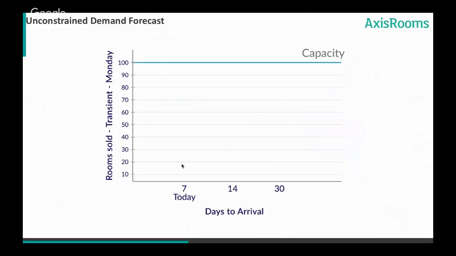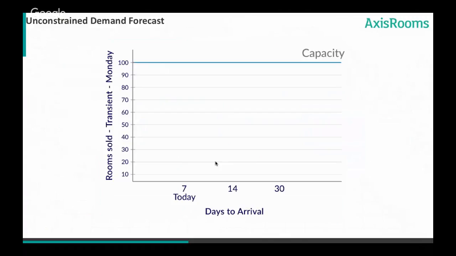And many hotels today are just observing demand on the level they can accommodate based on the inventory of their hotel. So the inventory of my hotel, the capacity of my hotel, is here. If we take a look at this example, here I'm looking at rooms sold for transient segment on a Monday, and that is by day, by segment. This is the capacity of the hotel, as I've mentioned, and the number of days to arrival are down here.